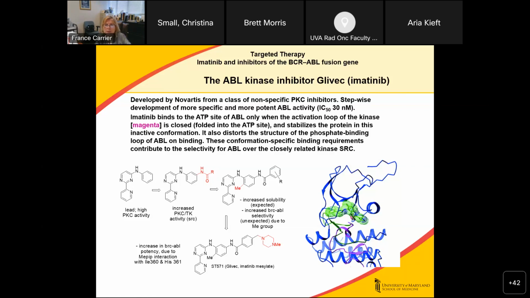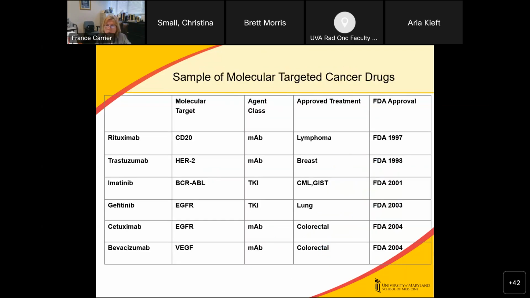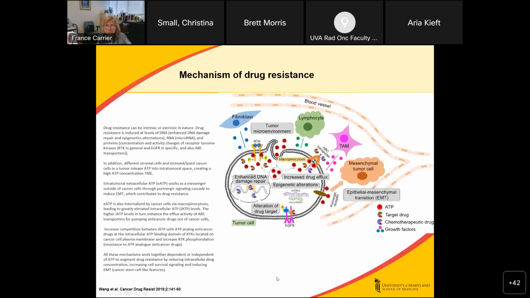So with this targeted therapy, we were able to go from a lethal disease, CML leukemia, to something more like a chronic disease. There are several targeted drugs that have been developed and approved by the FDA. Most of them are monoclonal antibodies, and those two here are tyrosine kinase inhibitors that target a specific protein or target on tumors. So for the last couple of slides, I just want to go through mechanisms of drug resistance.